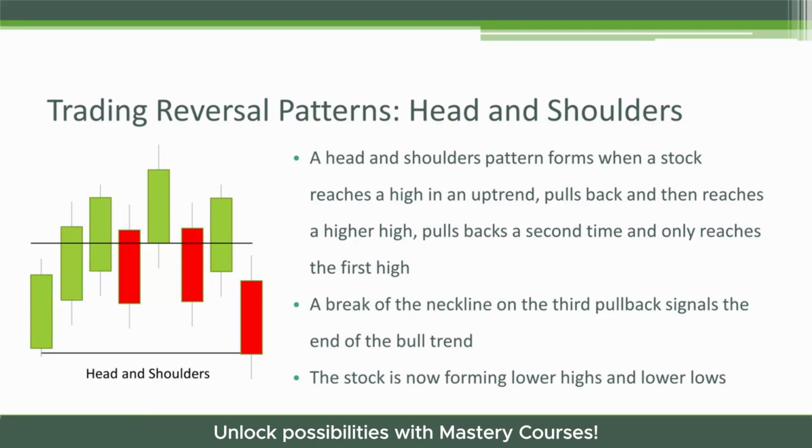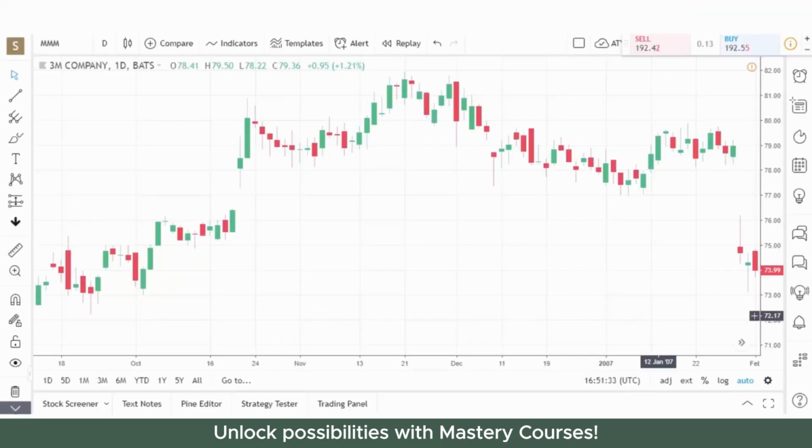So when you break down the head and shoulders pattern, as I just said, it's the stock moving from a pattern of higher highs and higher lows to a pattern of lower highs and lower lows. So let's take a look at a head and shoulders pattern on a chart. Let's use a chart of 3M for our head and shoulders pattern.